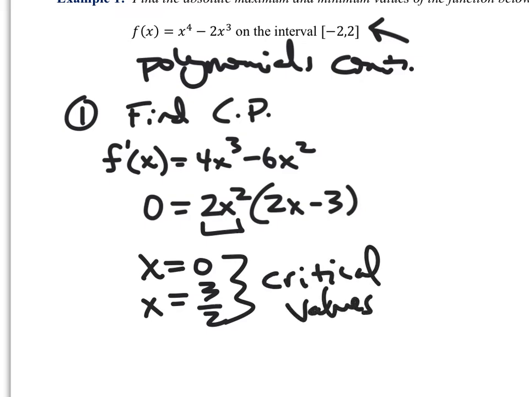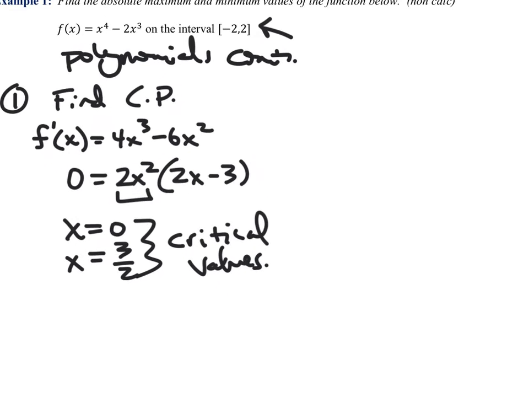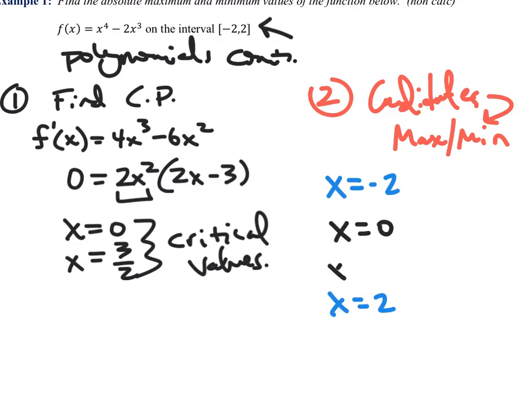Critical values. Okay, so what I want to do next in step 2 is use my candidates to determine my max and min on that interval. So what I would use is my endpoints. So my endpoints are -2 and positive 2. My critical values are 0 and 3/2.